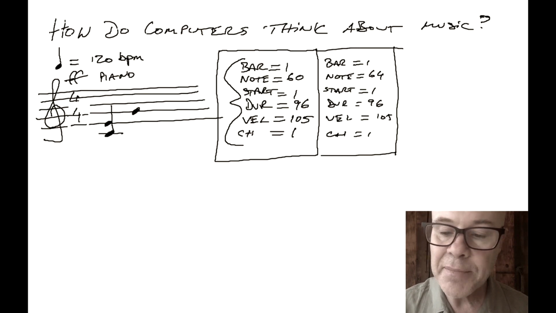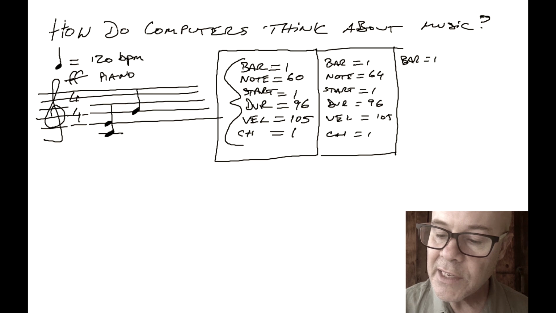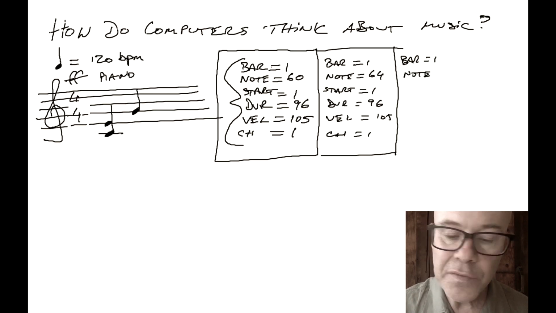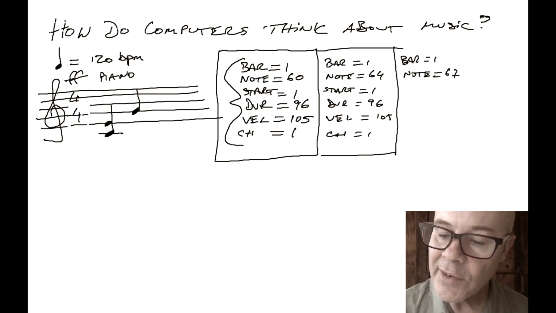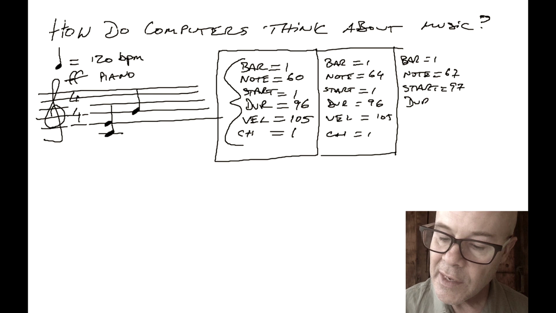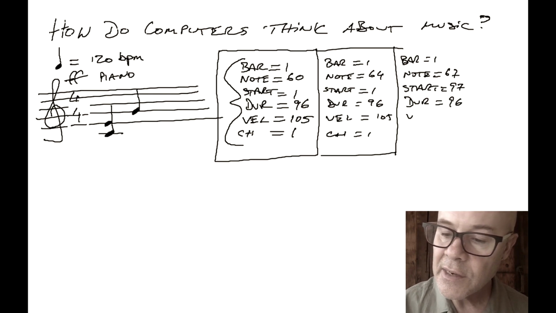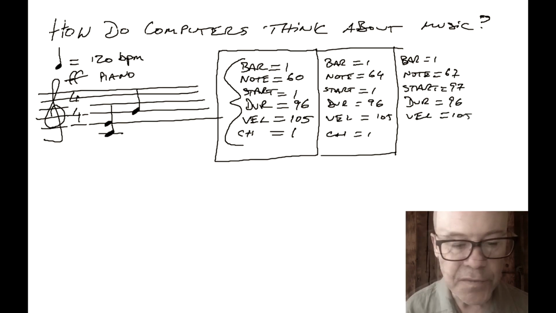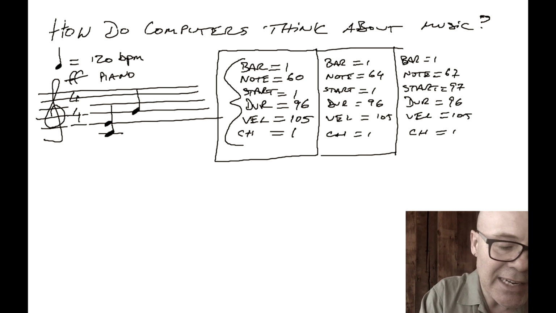And again, many of the parameters are the same, except that the start time now is 97, and the note value is 67. But the bar is still 1, duration is still 96, velocity is 105, and the channel is 1. That's our third MIDI message. As the file gets more sophisticated, we might add in a second part.